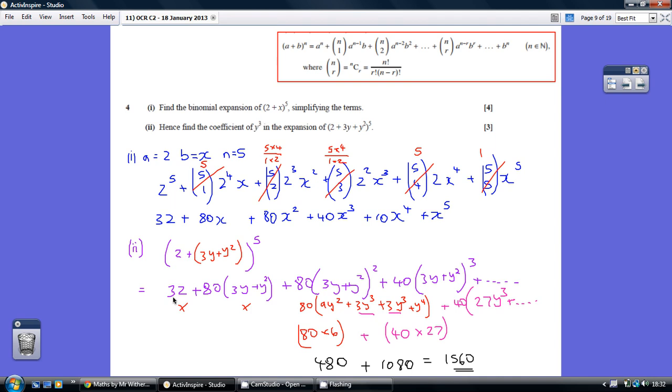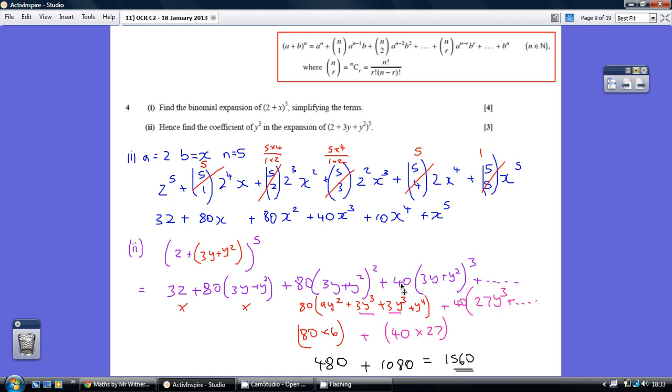Well, none here, none here. The only y cubes we're going to get here is when you multiply out this bracket by itself. So think what you're going to get here. When you multiply 3y plus y squared by 3y plus y squared, you get this. And then we've got 80 lots of that. So the y cubes we're going to get are 80 times 3 plus 3. So 80 times 6, so we get 480 out of here.